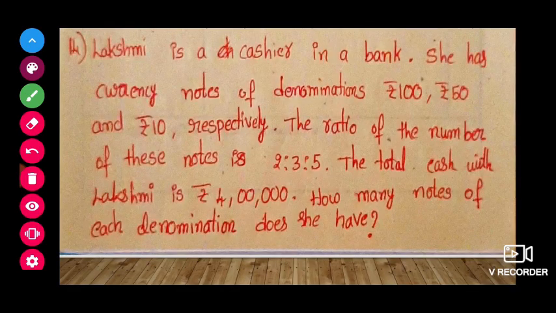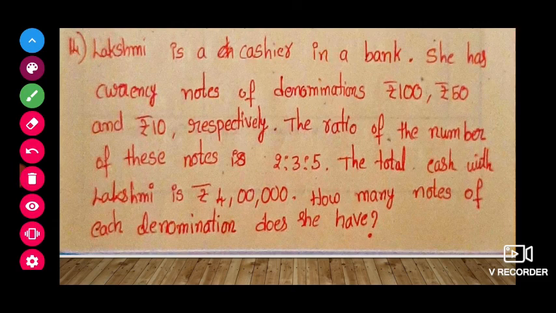Next, children, Lakshmi is a cashier in a bank. She has currency notes of denominations 100, 50 and 10 respectively. The ratio of the number of these notes is 2:3:5. The total cash with Lakshmi is 4 lakh. How many notes of each denomination does she have? Very easy, children. If you understand the question, it is enough.